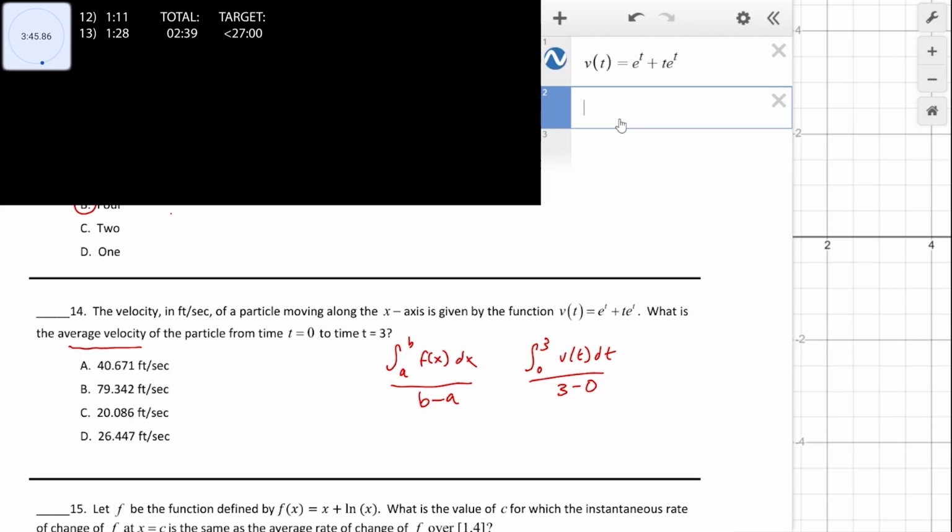And so to calculate the average velocity, we're going to find the integral from 0 to 3 of v of t dt. Notice that you can just type it like this, which is kind of nice, so you don't have to retype this whole expression, divided by 3 minus 0. I know that we all know that that's just going to be 3, but I like typing it in there just so that we've got it set up the same way that we would set it up if it wasn't minus 0. So anyway, we get 20.086, and so our answer is C.